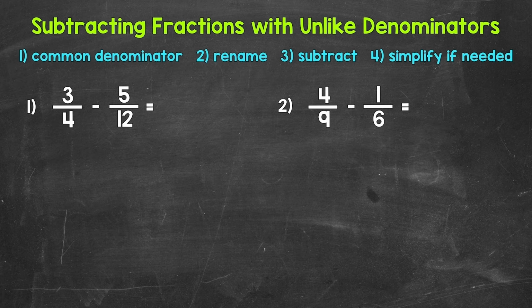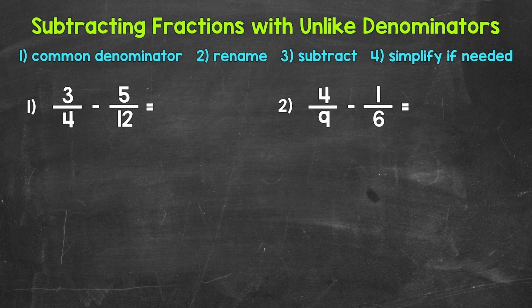Let's jump into number 1, where we have 3/4 minus 5/12. So our first step here is to find a common denominator between 4 and 12. Basically, this is just a common multiple between 4 and 12. We can think of it as a number that both 4 and 12 go into, so to speak.